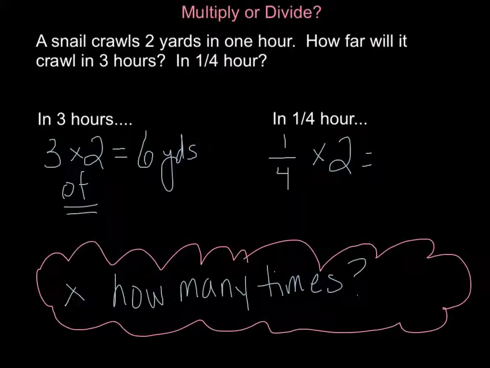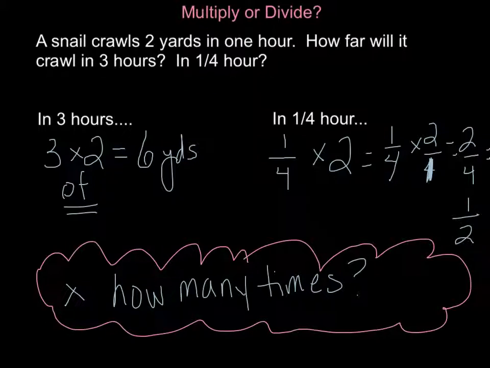Well, and let's finish up that 1/4 times 2. That should be a 1. 2/4, and of course 2/4, if we divide the numerator and the denominator by 2, our simplest form means that in a 1/4 of an hour the snail's going to go half of a yard. Okay.